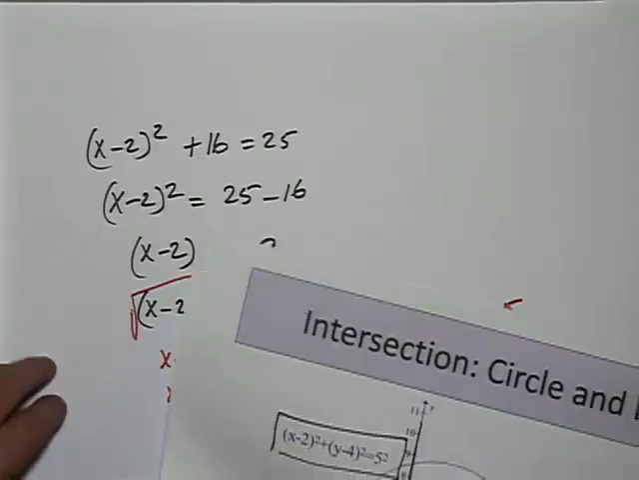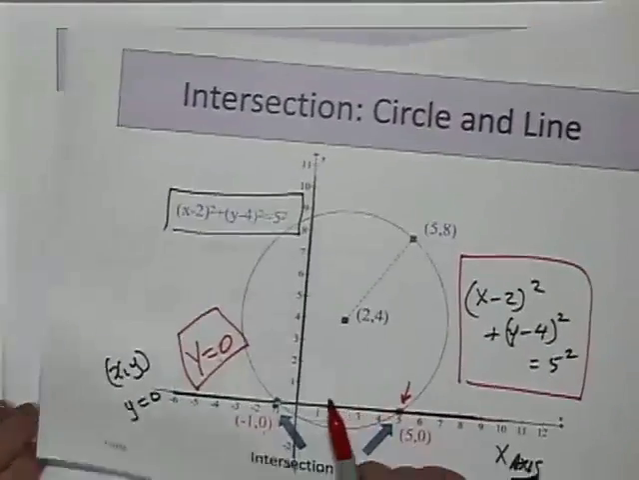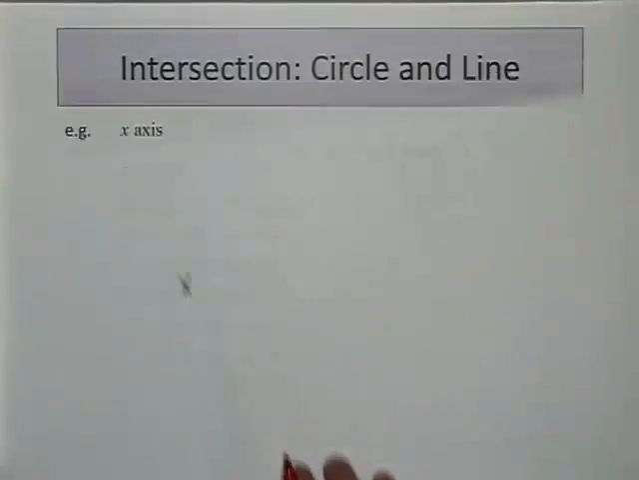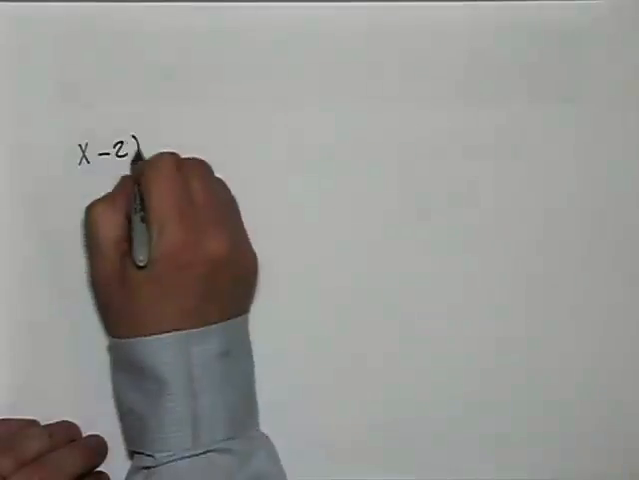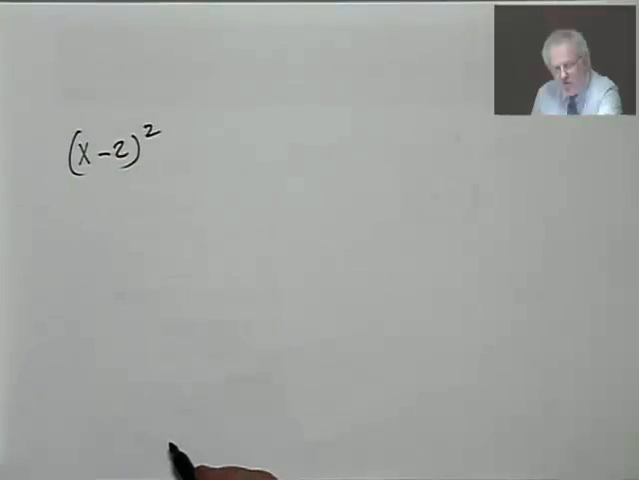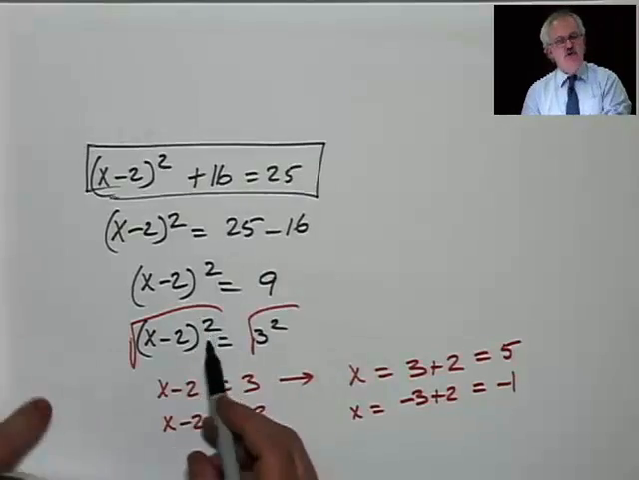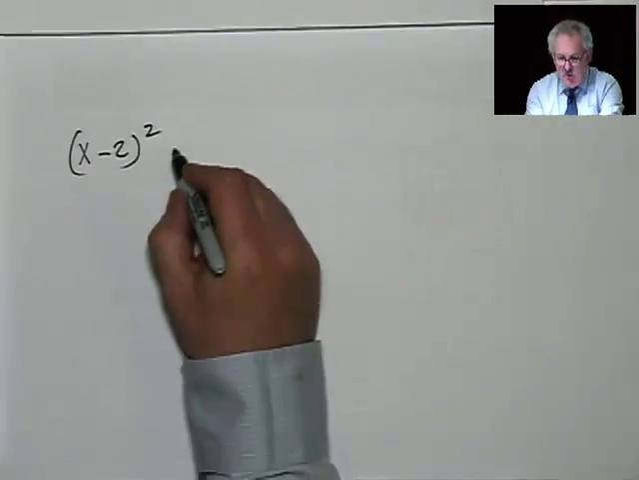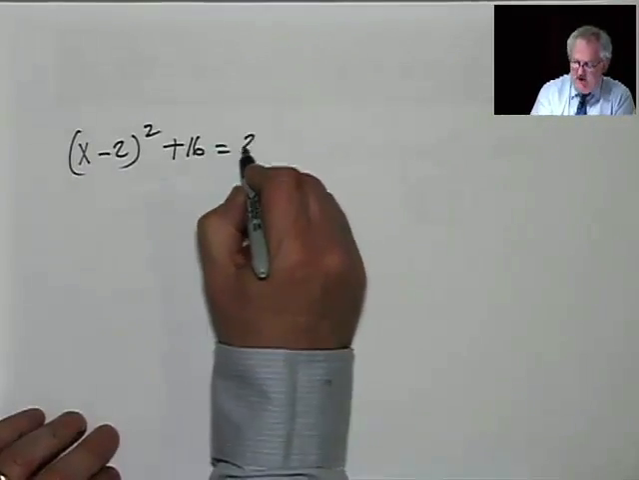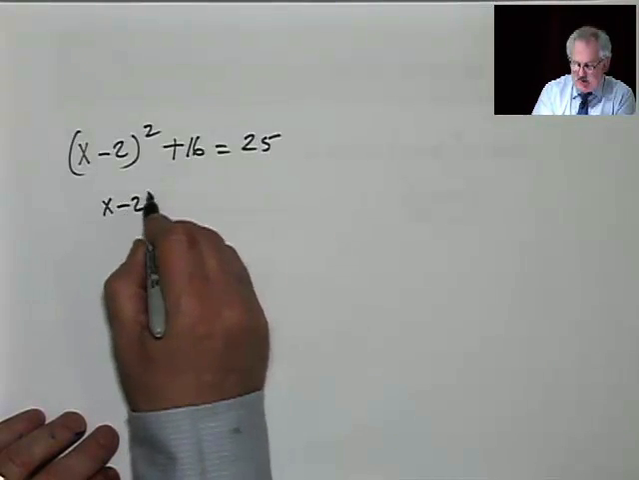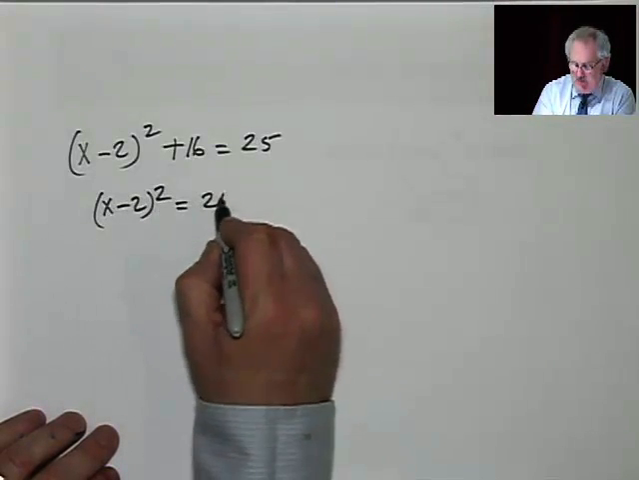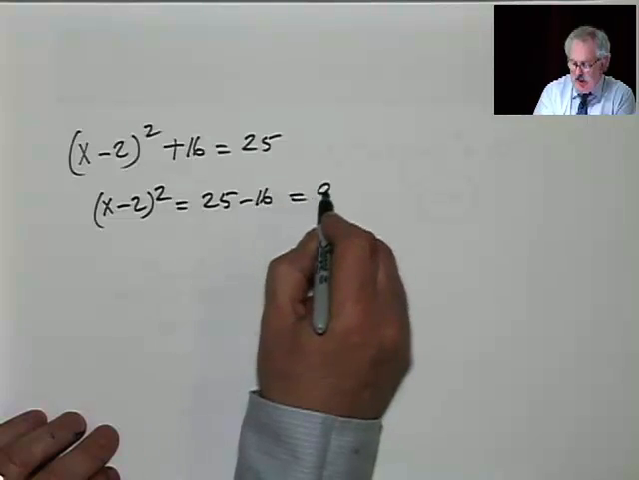But we may not have spotted that slick way of doing that. So we may have been going through it at a slightly slower way, but more reliably. When we were doing that, we would have had x minus 2 squared. Let's go back to where we were. Plus 16 equals 25. X minus 2 squared is equal to 25 minus 16, which is 9.